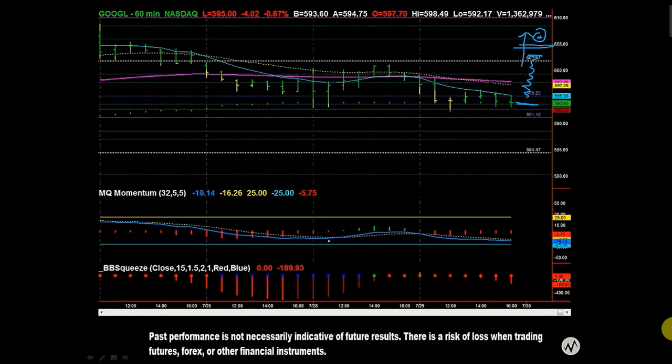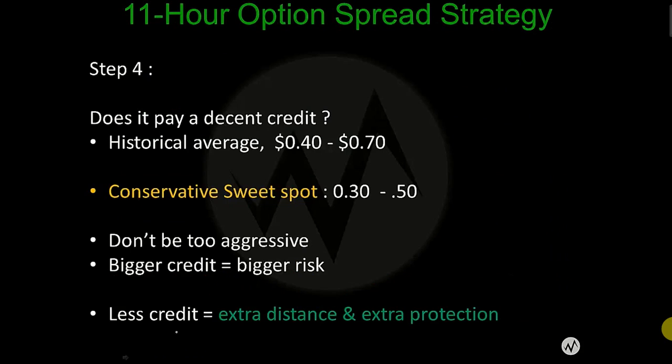All right, so step 4. The next thing is, okay, I see a great level, I have a lot of protection, I want to write it here. The next step: does it pay a decent credit? If they're not going to pay you, don't take the risk. What you normally want to get is between 40 cents and 70 cents. Okay, I say this is a conservative sweet spot.